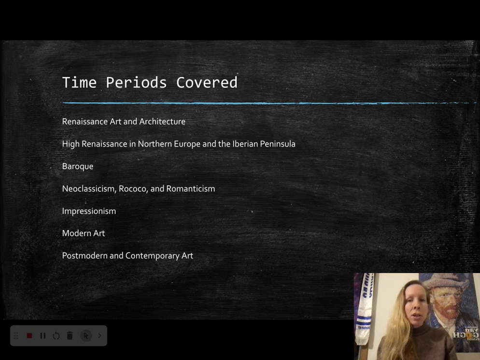Renaissance art and architecture, the High Renaissance in Northern Europe and the Iberian Peninsula, the Baroque period, Neoclassicism, Rococo and Romanticism, Impressionism, modern art, and then postmodern and contemporary art.